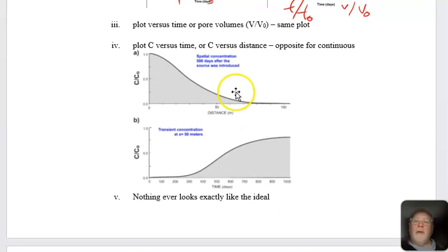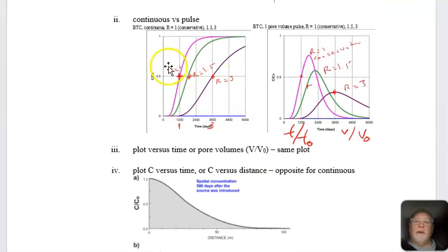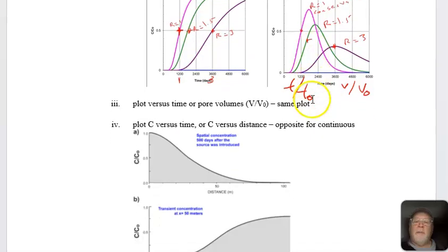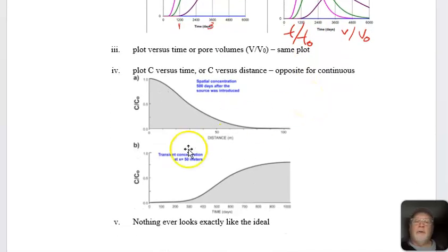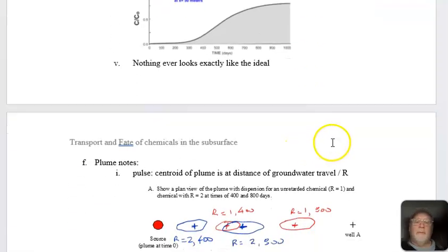And remember, I did concentration versus time. We could also do concentration versus distance, where you have high at the source and then going down as you go out. And finally, nothing ever looks exactly like the ideal. But these are good things to understand.